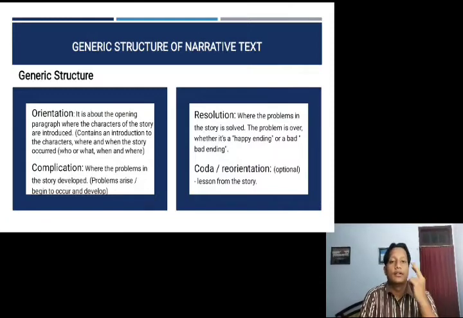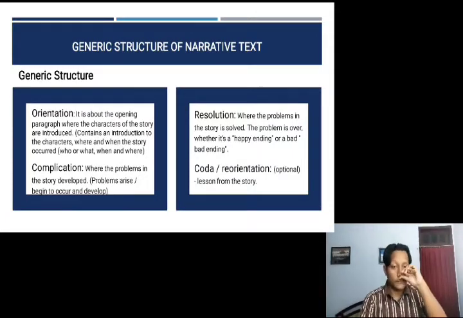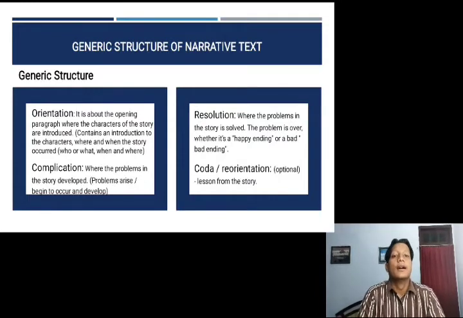Okay, and then the second is the complication, where the problem in the story develops. Problems arise, begin to occur, and develop. And then the third is the resolution, where the problem in the story is solved. The problem is over, whether it's a happy ending or a bad ending.